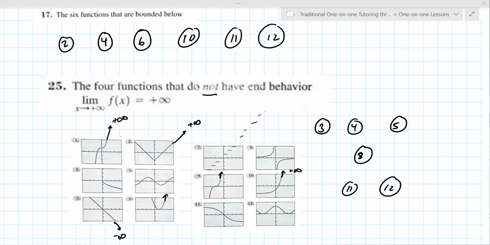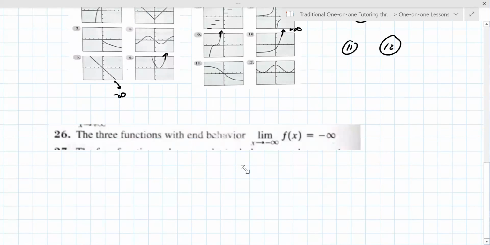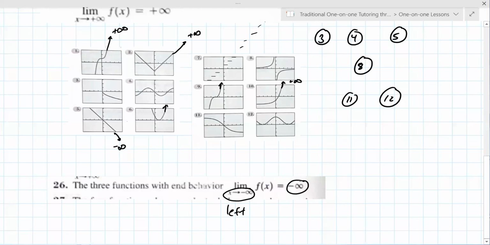The three functions with end behavior. Okay, so this one we can actually do pretty quickly because we already answered it. This is saying when it goes the other direction. So this right here means as you go left. This means you go down. An example would be number one, as you go left and go down. Okay, so find the other two, please, and give it a shot.